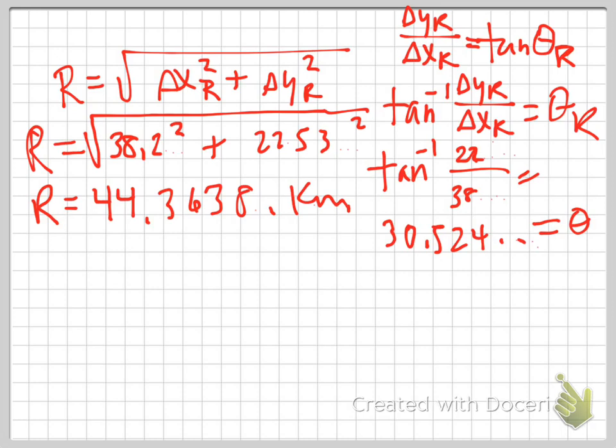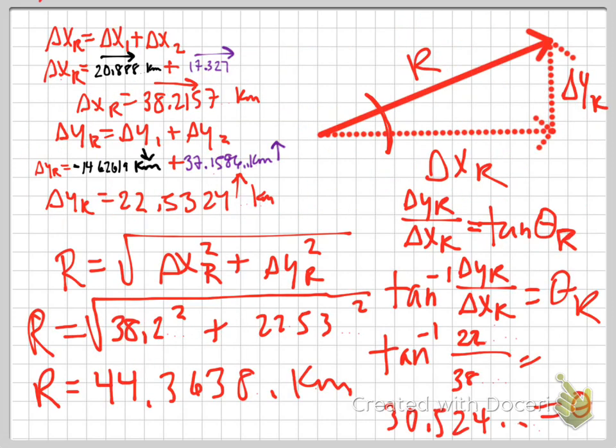Resultant heading is, now how many sig figs do we have? 3? Okay. 44.4 kilometers at 30.5 degrees, and it's what heading? What'd you say? North of east. North of east, yes. Okay. I didn't hear the "of." Yeah, north of east.